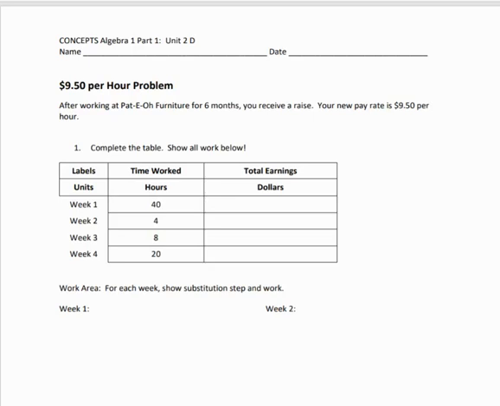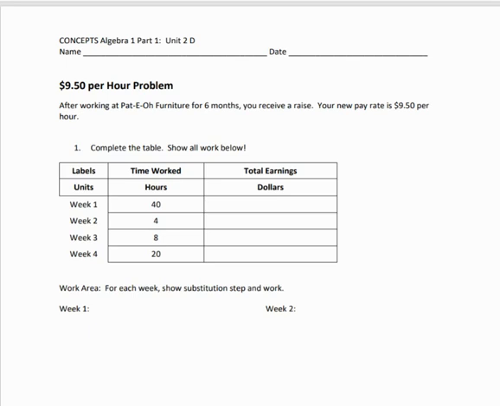Let's get started today with worksheet 2D. It's going to be very similar to what we worked on last week, where we are trying to figure out our total earnings. So we will do some of this together. You'll do some on your own, and we'll come back together as well.